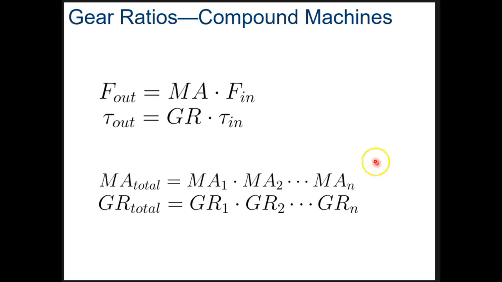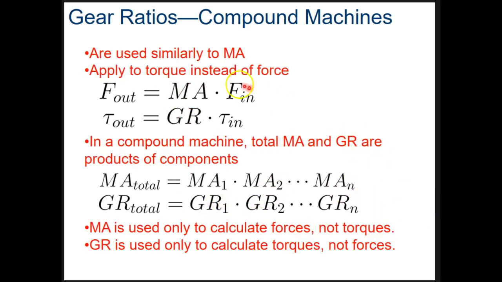Okay, now this slide is interesting. It shows mechanical advantage and gear ratio and the things involved. There are a couple of things to point out. They are similar equations, mechanical advantage and gear ratio, and in a compound system you just multiply the mechanical advantages and you multiply the gear ratios together to find the total.